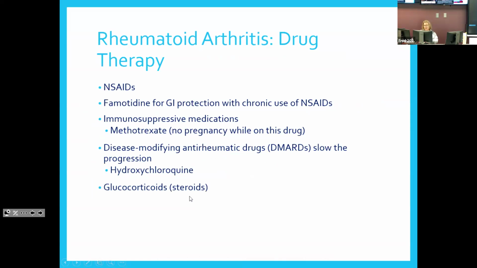On rheumatoid arthritis drug therapy, we talked about NSAIDs. Typically anytime you see inflammation, they're going to give NSAIDs. You're going to want to give them something to protect their GI with chronic use of NSAIDs, like Pepcid. There are immunosuppressive medications like methotrexate, which is chemotherapy. Disease-modifying antirheumatic drugs slow the progression, like hydroxychloroquine, and then glucocorticosteroids. Anyway, I wanted to talk more to you guys about the methotrexate.